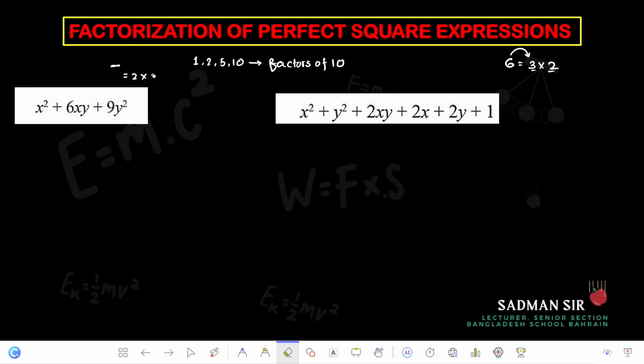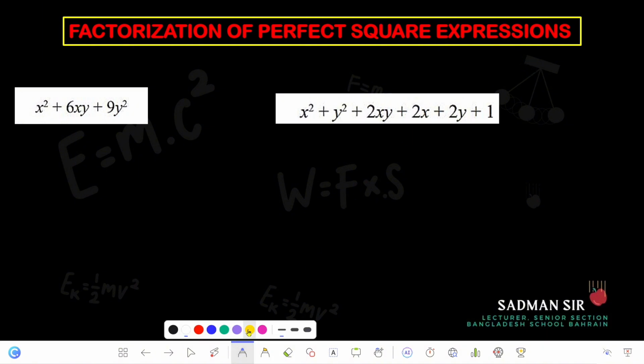So in the case of a polynomial expression, how can we do this factorization? The first expression that we are going to talk about is the square expression. What we mean by square expression will be clear after our discussion, inshallah. We have two examples here, and these two examples have been chosen from your textbook.